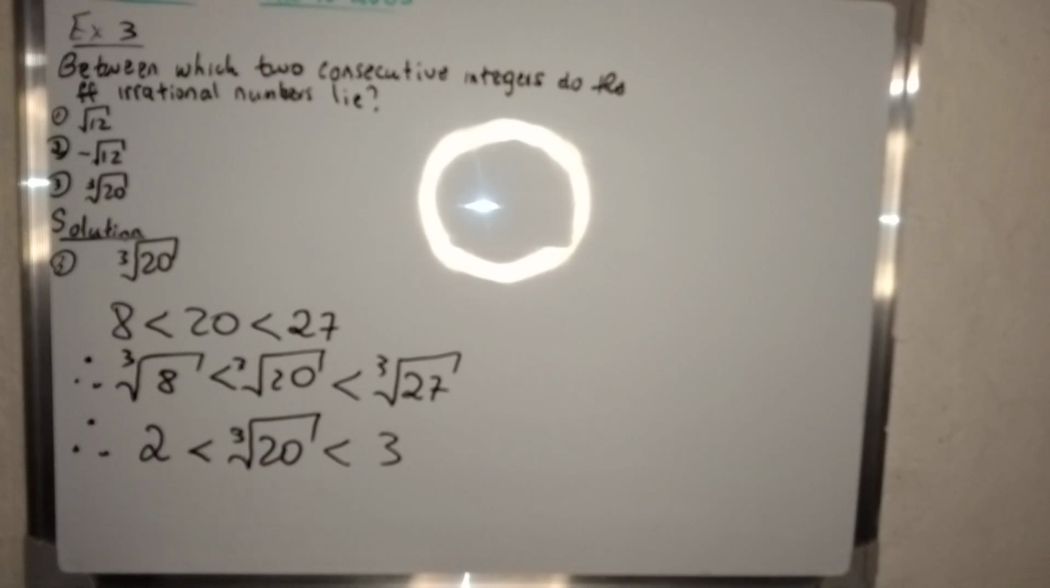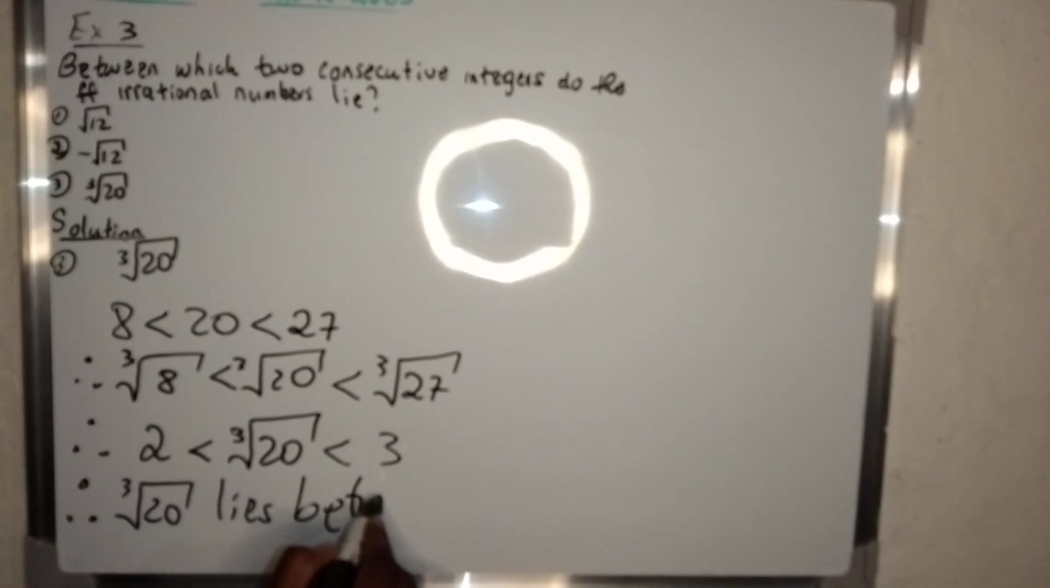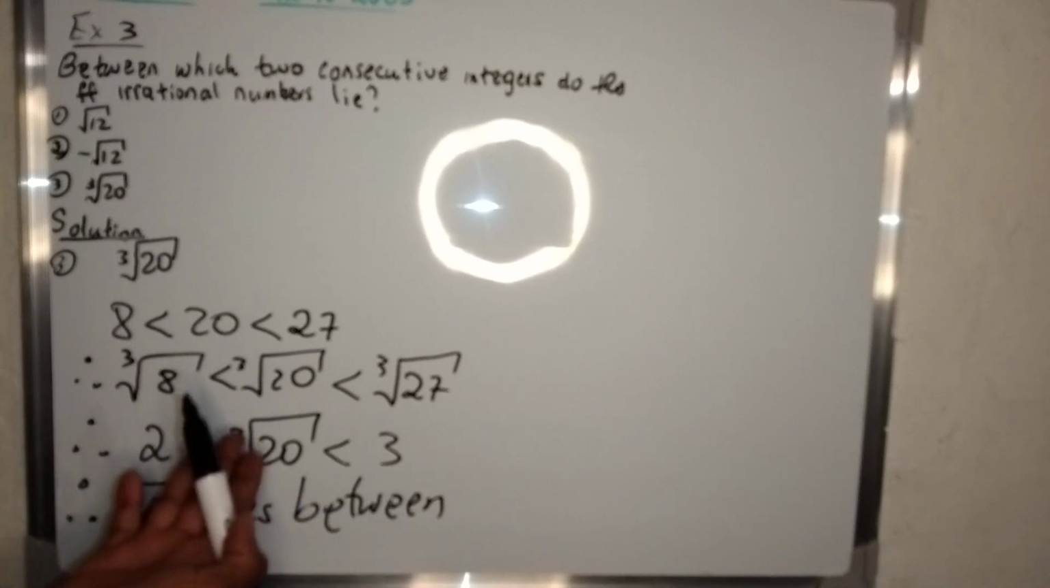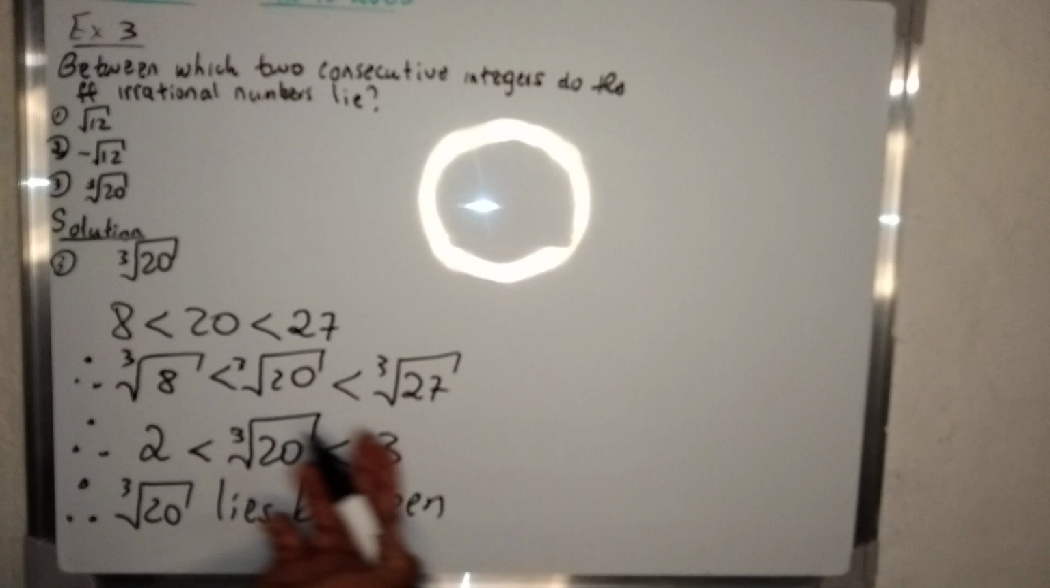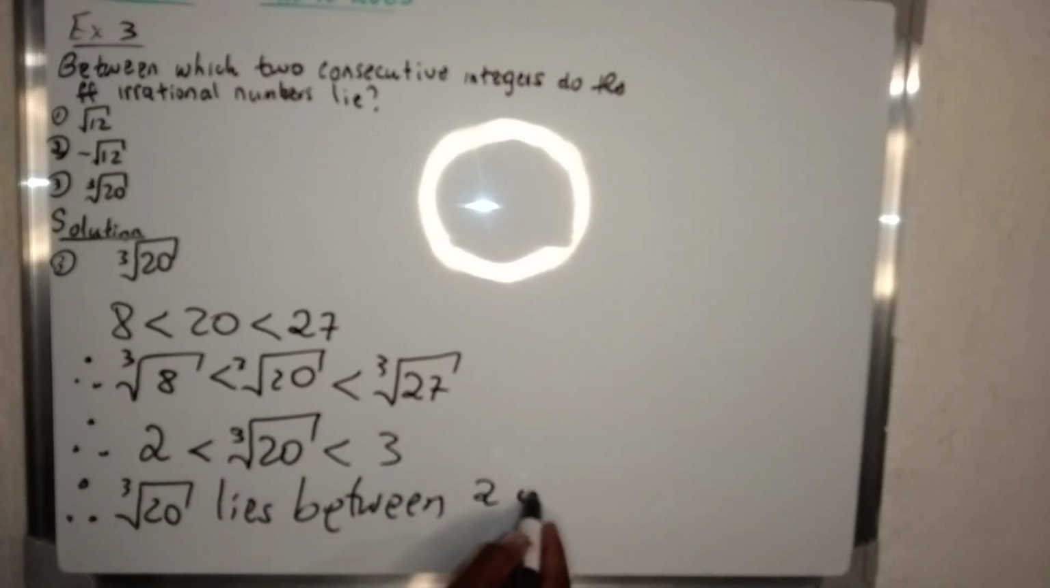So guys, we are done now. The only thing that we need to do is to conclude, by saying therefore, the cube root of 20 lies between, guys, very, very important, this statement here. Your conclusion lies between, remember I said you must start with the smaller one, so 2 is smaller than 3, so it lies between 2 and 3. So we're done. Guys, thank you so much.